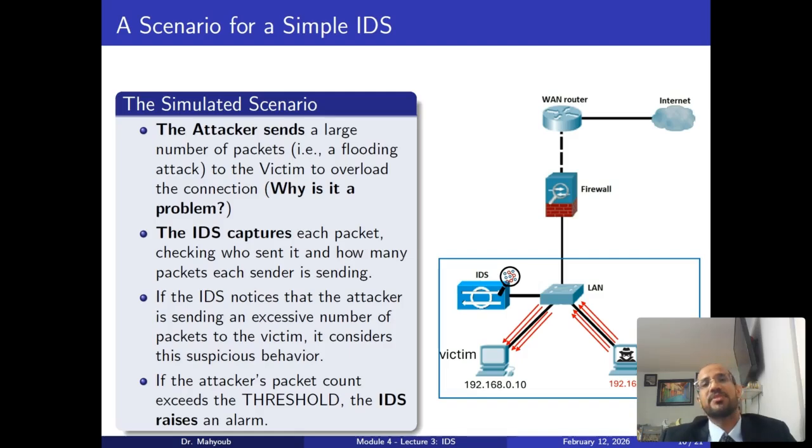So as a summary, the IDS is trying to monitor and track how many packets are sent by each device in the network. And if it notices that a device or an attacker is trying to send more than the predefined threshold in a short amount of time, it will raise an alarm or send an alert notifying the administrator that there is a potential attack from a device in the network.